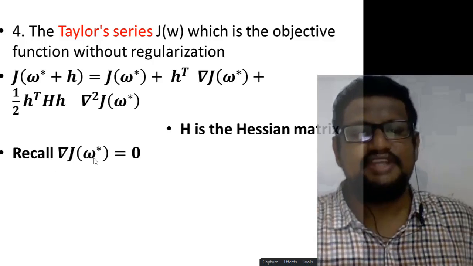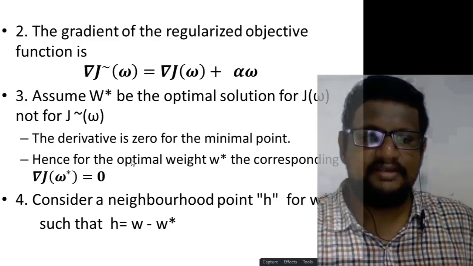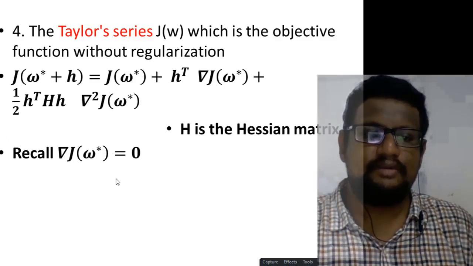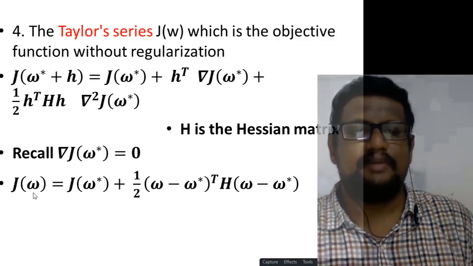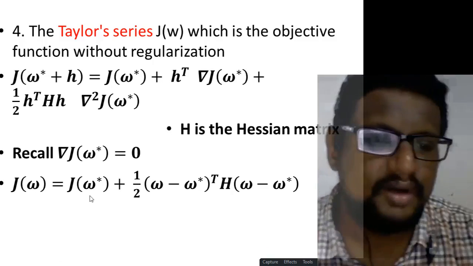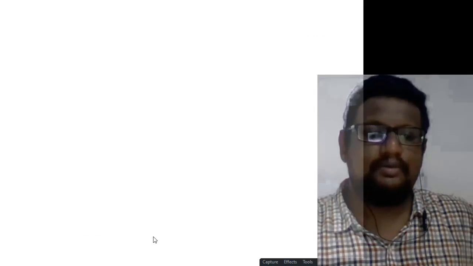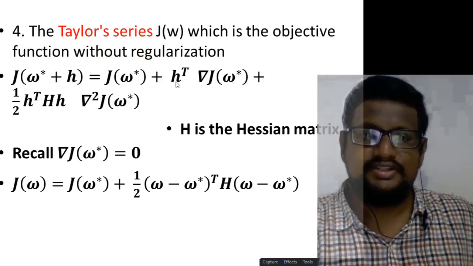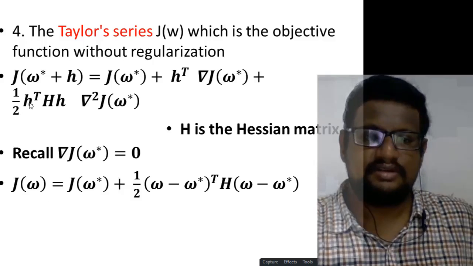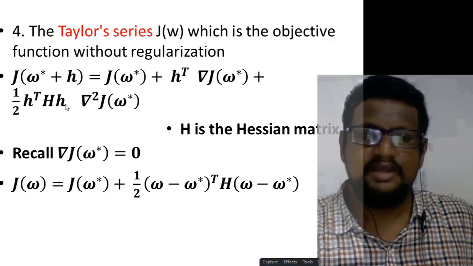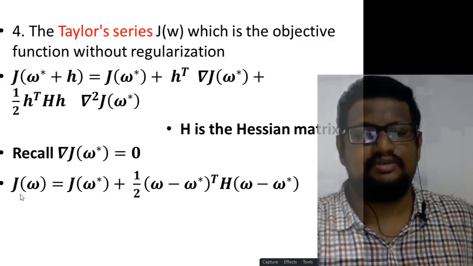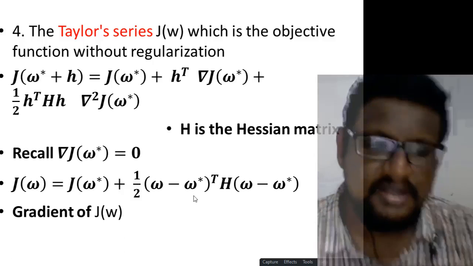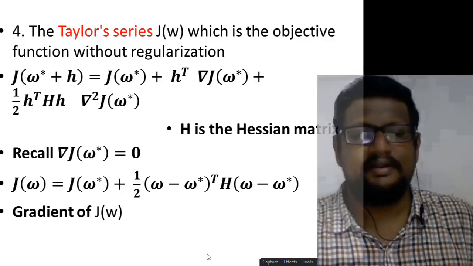So recall that del J of omega star is equal to 0, that we derived just now. That being 0 means the formula gets simplified. Simultaneously, omega star plus h will be equal to omega, so that also you are substituting: h is equal to omega minus omega star, substituted in 2 places. So J of omega is equal to J of omega star plus half h times omega minus omega star. So this is the derivation we have derived so far.